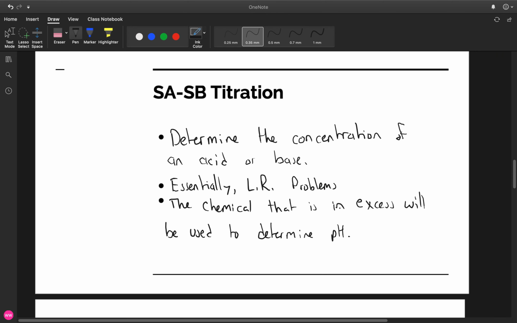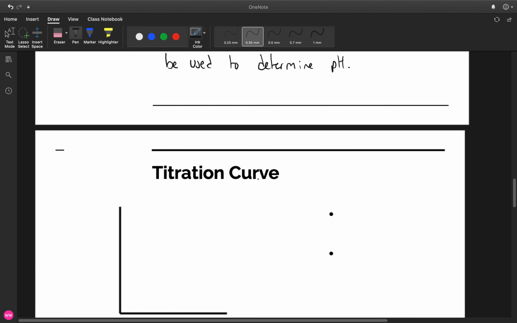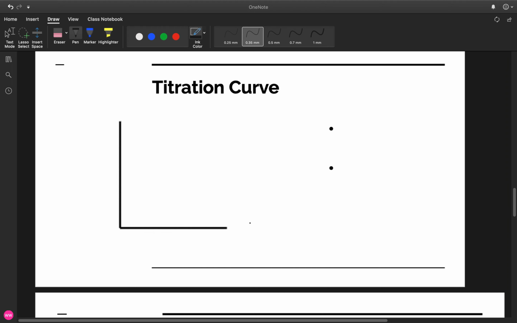These are fun extra type problems. Once again, the whole point is to determine the concentration of our base or acid. Now, something fun that comes up with these are titration curves. A titration curve will always plot the pH of the substance versus the volume of the titrant added. This is usually going to be in milliliters.